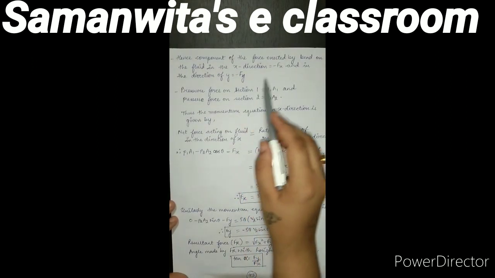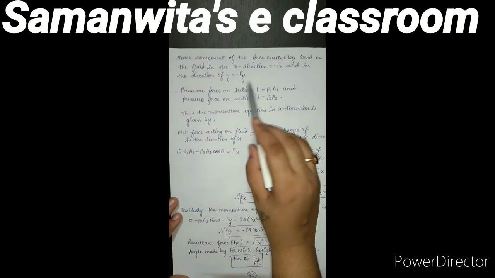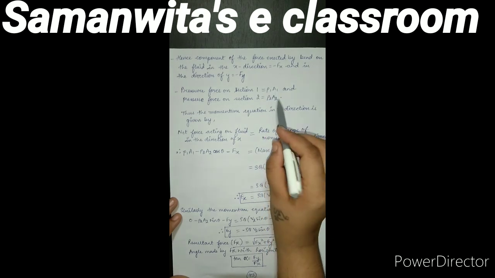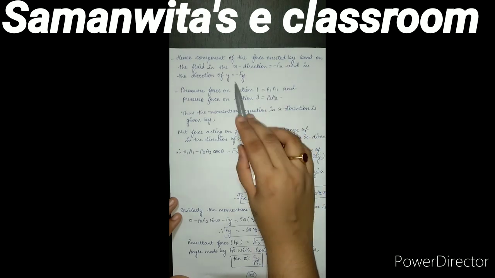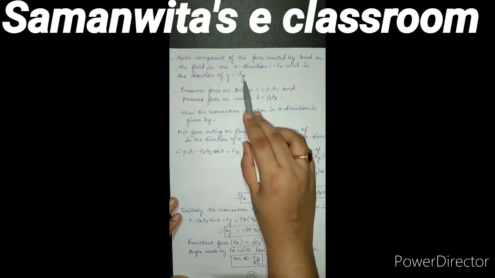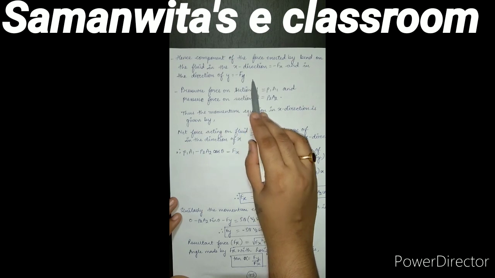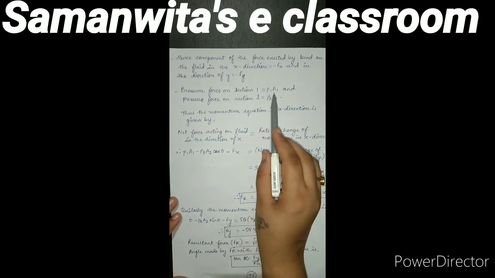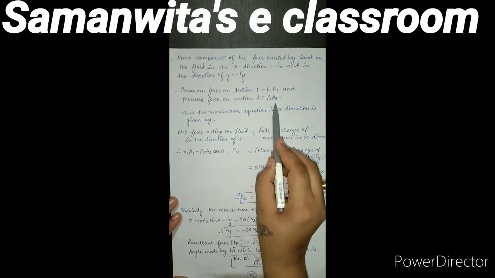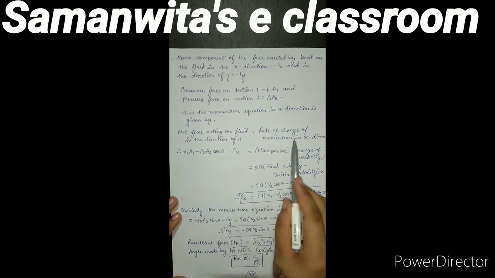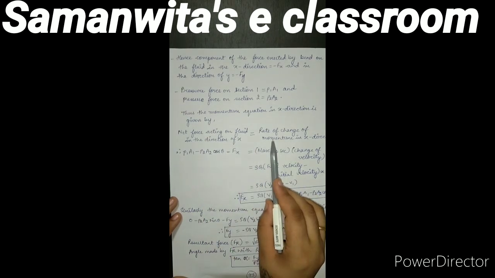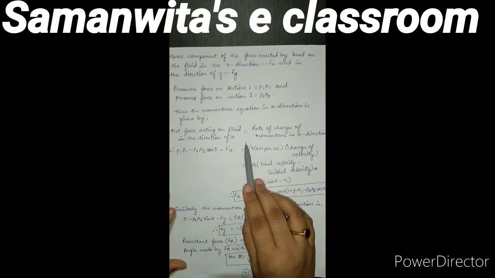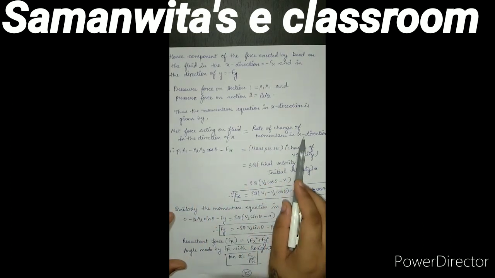Now, the component of force exerted by the bend on the fluid will obviously be minus Fx, because Fx is the force exerted by the water on the bend. And in the y direction, the force exerted by the bend on the fluid will be minus Fy. Now let's talk about the pressure force on section 1, which will be P1A1, and pressure force on section 2 will be P2A2. Now what I am going to do is use the momentum principle. The net force acting on the fluid in the x direction is equal to the rate of change of momentum in the x direction.